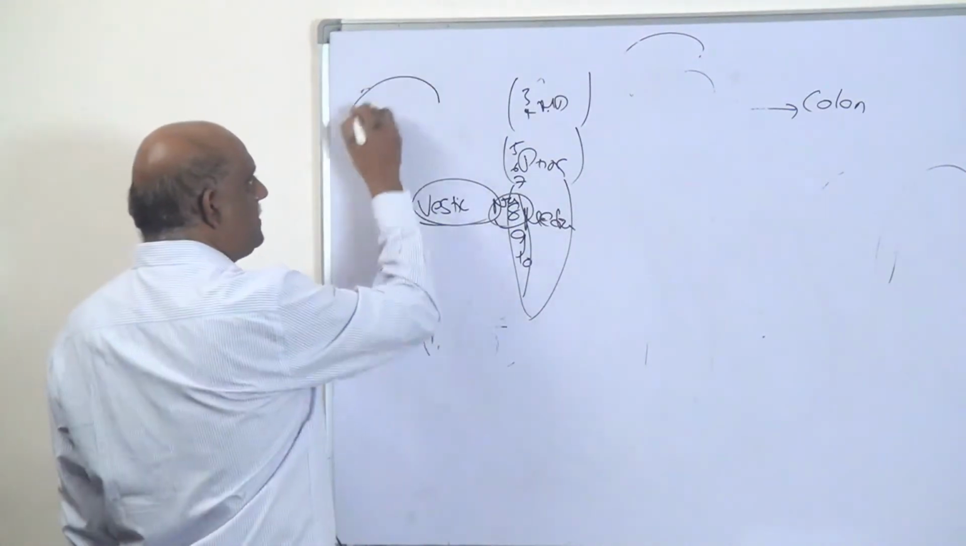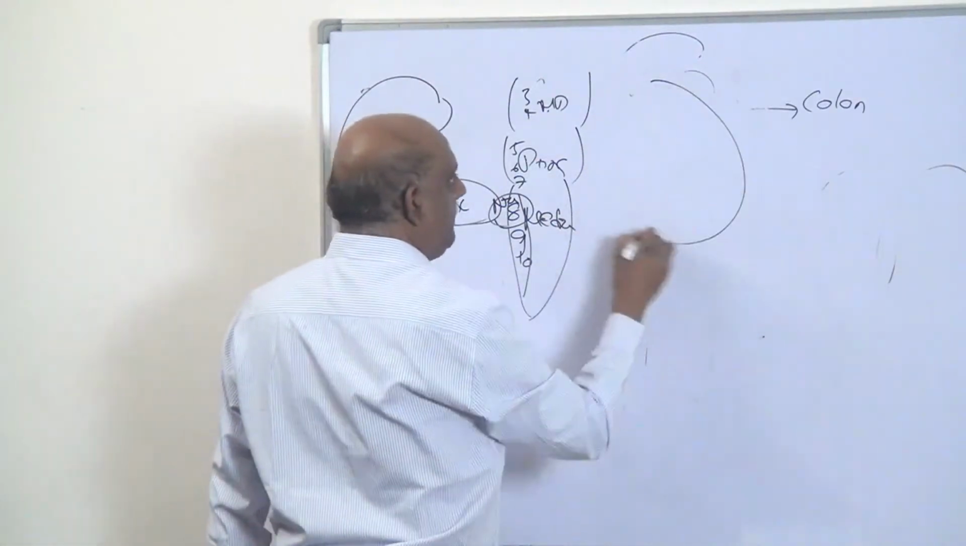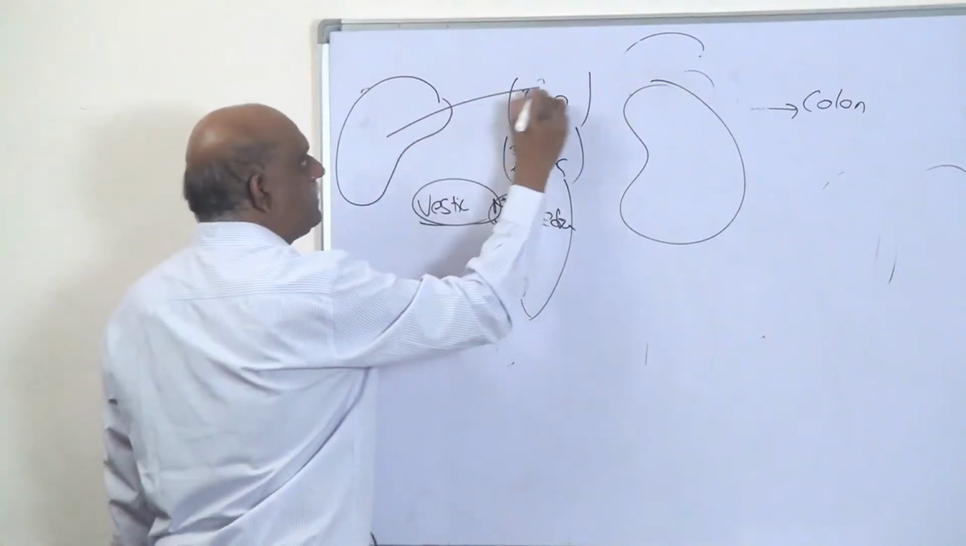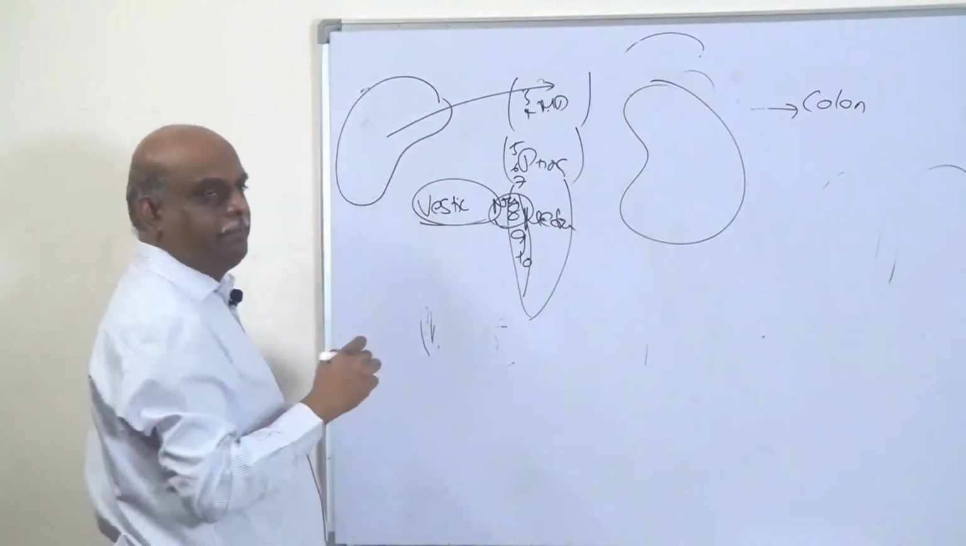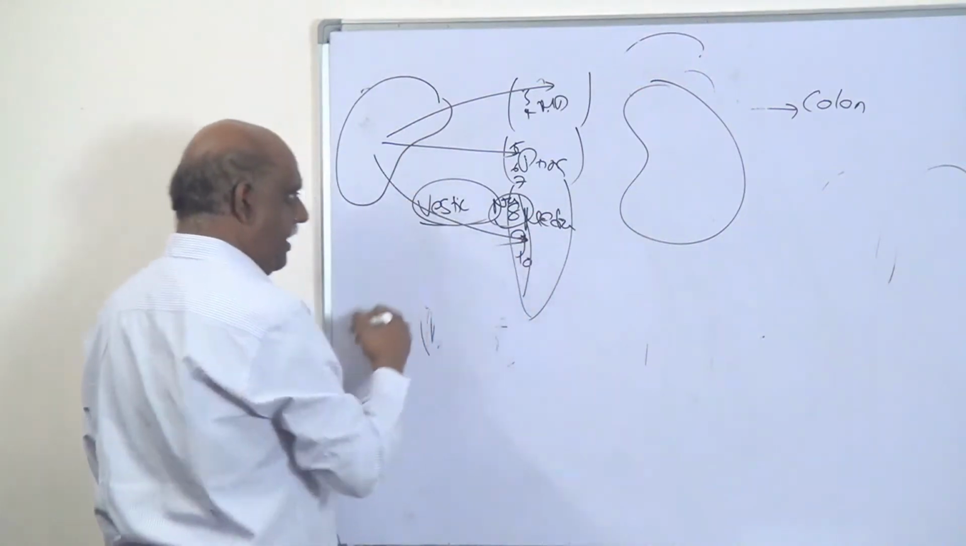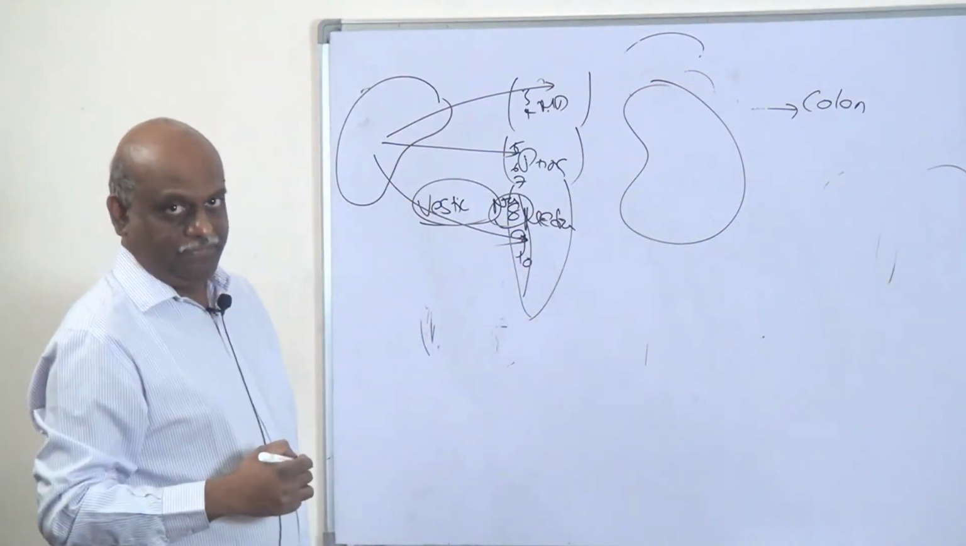Now, if you look at the cerebellum, there is a cerebellum surrounding the brainstem. There is a superior cerebellar peduncle that connects with the midbrain, middle cerebellar peduncle with the pons, inferior cerebellar peduncle with the medulla.